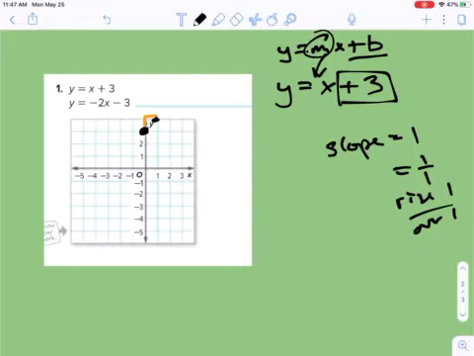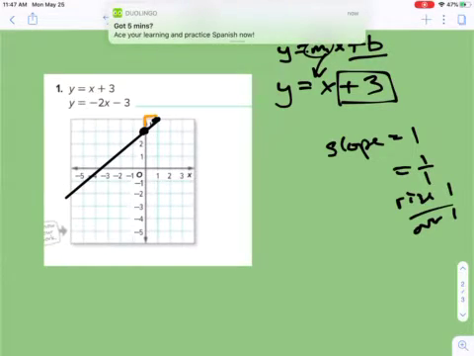Granted, this isn't an ideal situation. I don't like having them that close together, but that's what we got. So I'm going to take this, I'm going to draw my line, and we're going to leave it right about there.